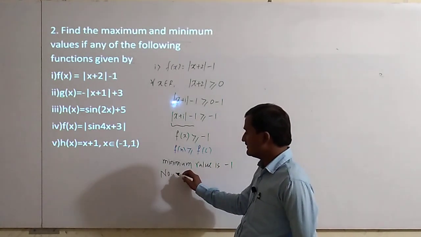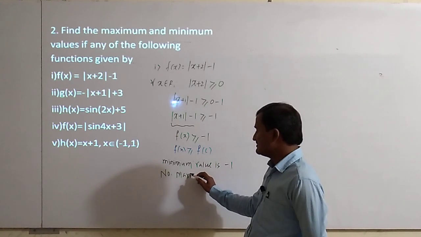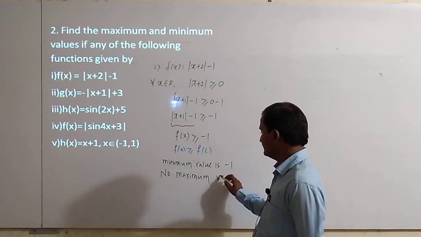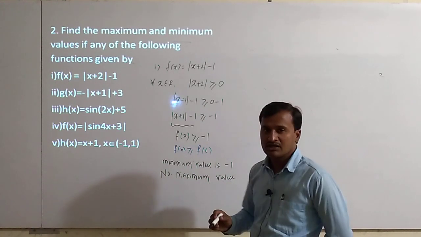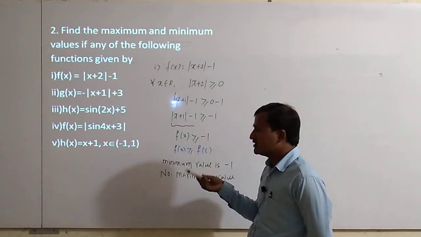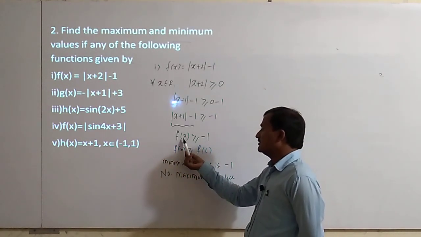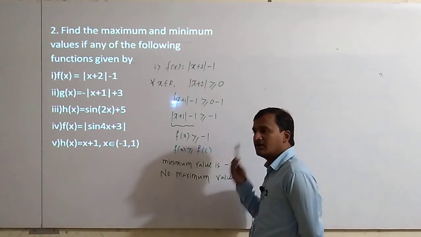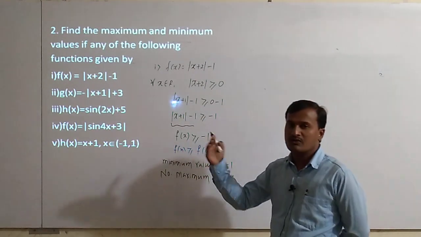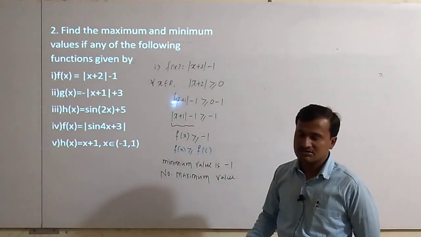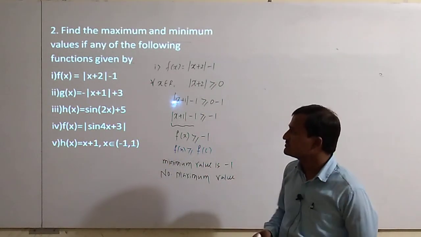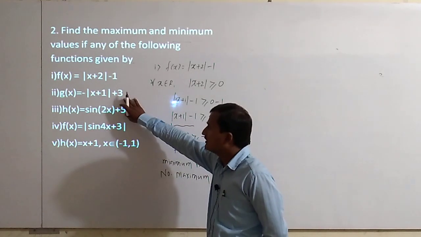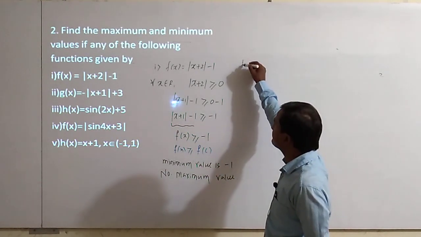Then what about the maximum? So clearly it is having no maximum value, because for all x belongs to R, the functional value is more than or equal to minus 1. More than or equal to minus 1 means we are getting 0, 1, 2, 3 up to infinity. So therefore it is having no maximum. Okay, now we'll take the second one, right?